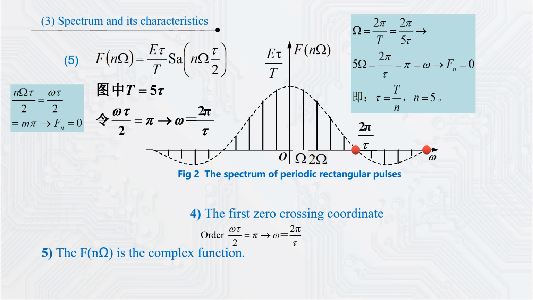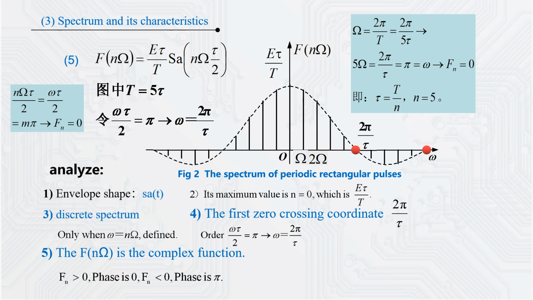Because its fundamental angular frequency is equal to 2 pi over T, replace T with 5 tau. You can get 5 omega equals 2 pi over tau. Its first zero crossing point 2 pi over tau appears at the frequency point 5 omega. So we know that n is equal to 5. That is to say, at the fifth harmonic, its spectral component is 0.